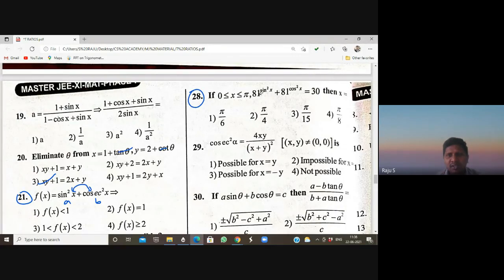Yeah, question number 28, 81 whole 4 sine square, 81 whole 4 cos square is equal to 30. So for what value of x will it be equal to 30? Option verification, fast. Do it fast. So 81 can be written as 9 square.